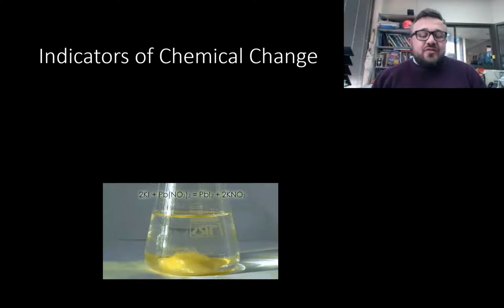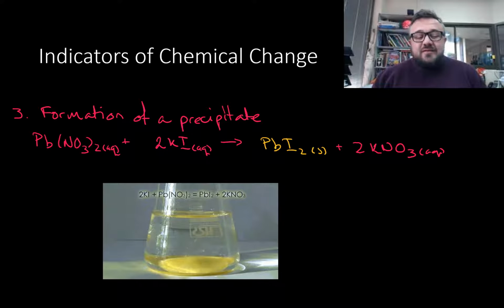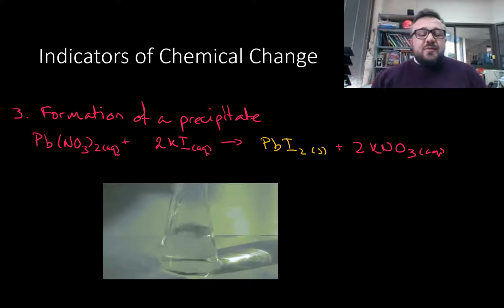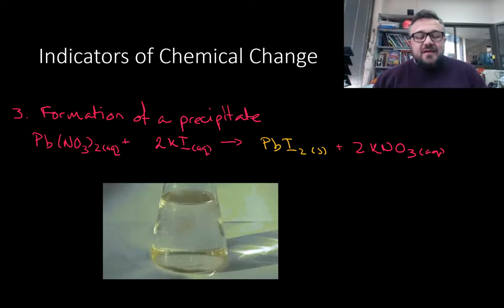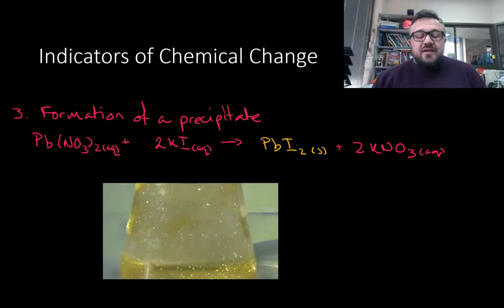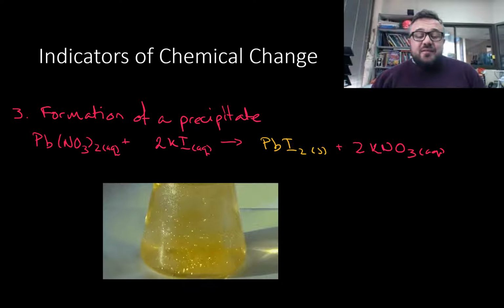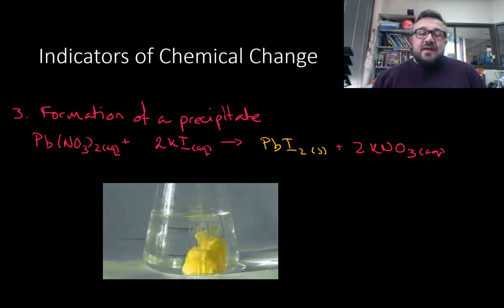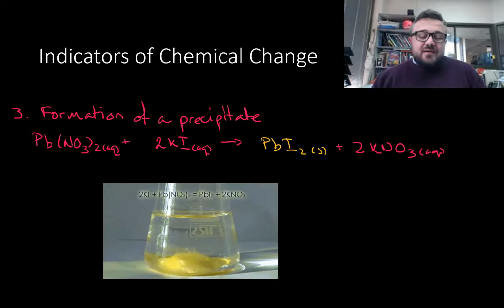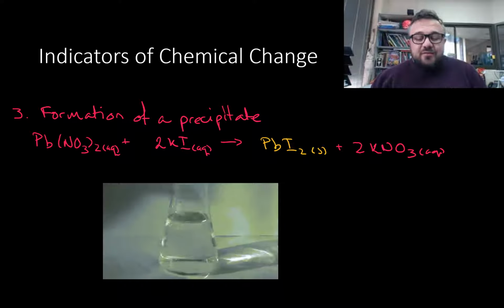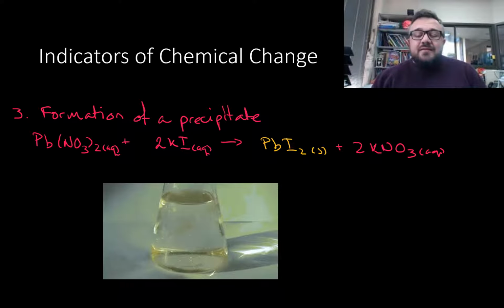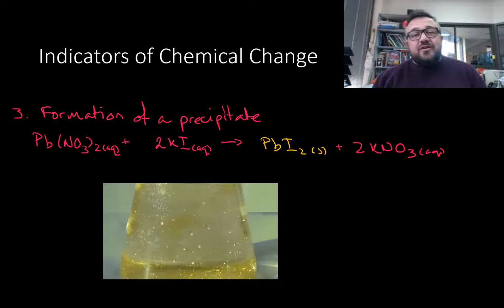Another indicator of chemical change is precipitation. So when we get a formation of a precipitate, in this case here, we have lead nitrate being added to potassium iodide, and that gives us a lead iodide yellow precipitate. It's actually quite a spectacular one because it's all shiny and yellow, and we still have potassium nitrate in solution.